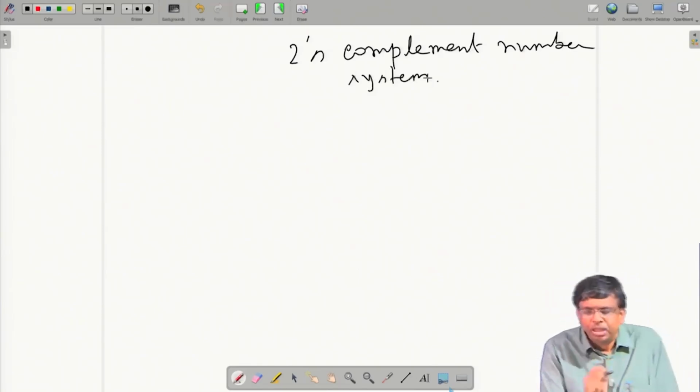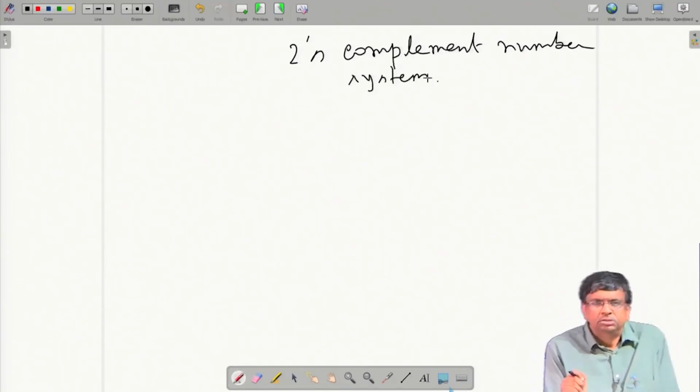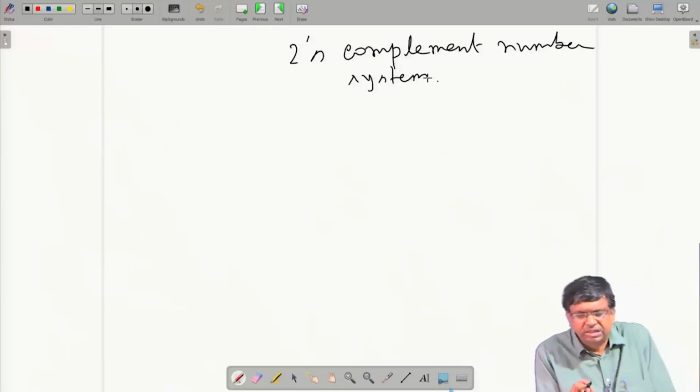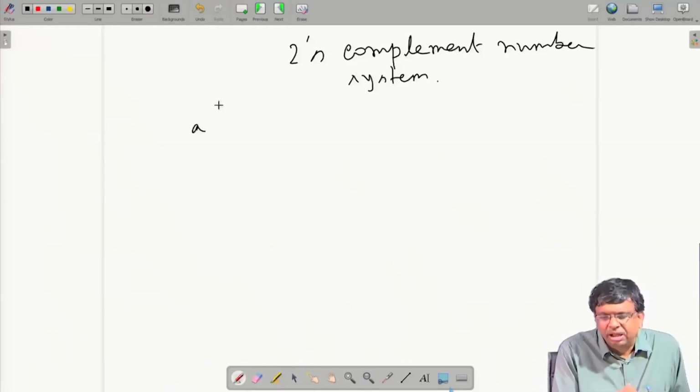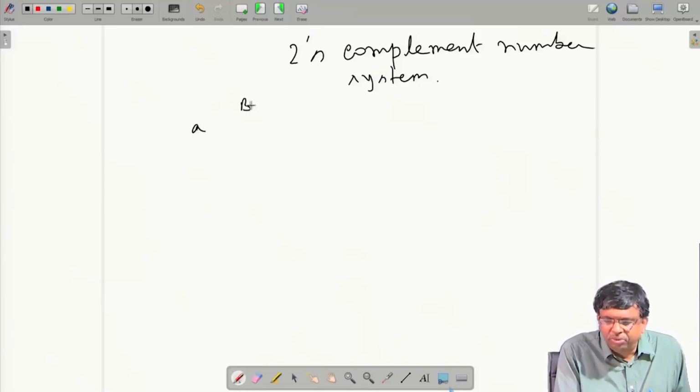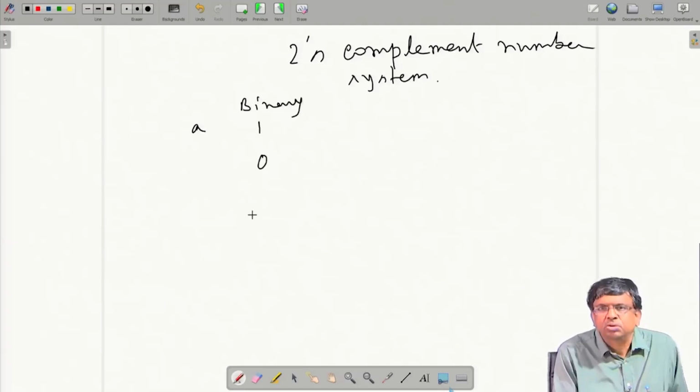Now, before I get into this, let me set certain things in the beginning. Suppose A is a variable and it is a binary variable. In binary domain, it can take binary 1 or binary 0. When it is in binary domain, then it follows binary arithmetic, that is 1 plus 0 is 1, 0 plus 0 is 0, 1 plus 1 is 0 with carry 1 and all that. In binary domain, we have only these operations.